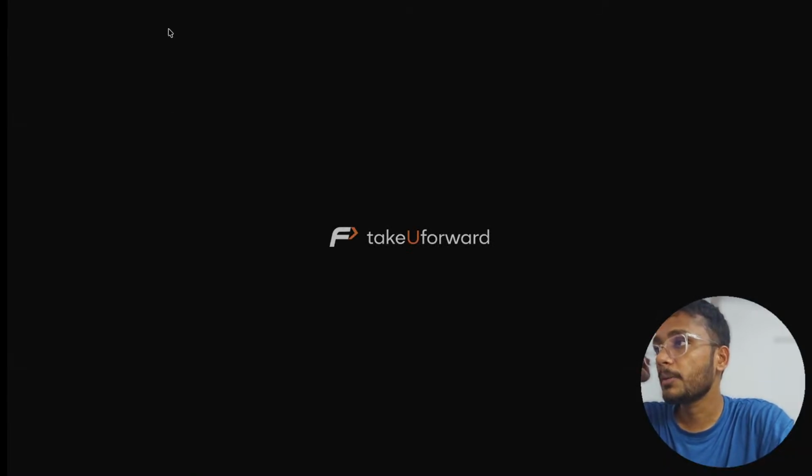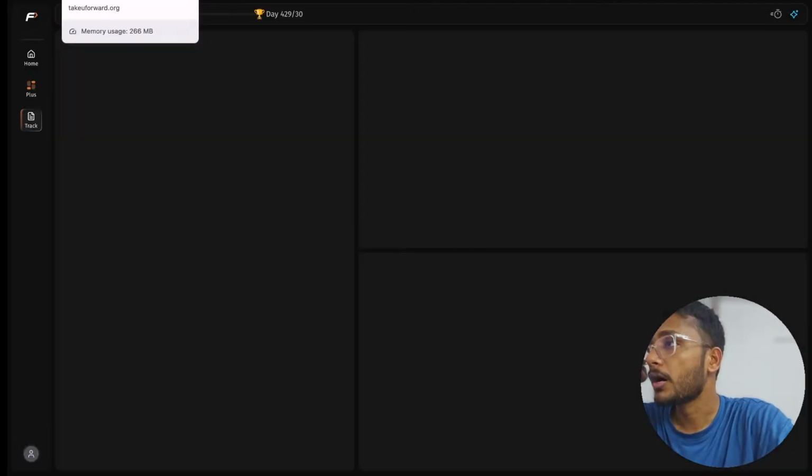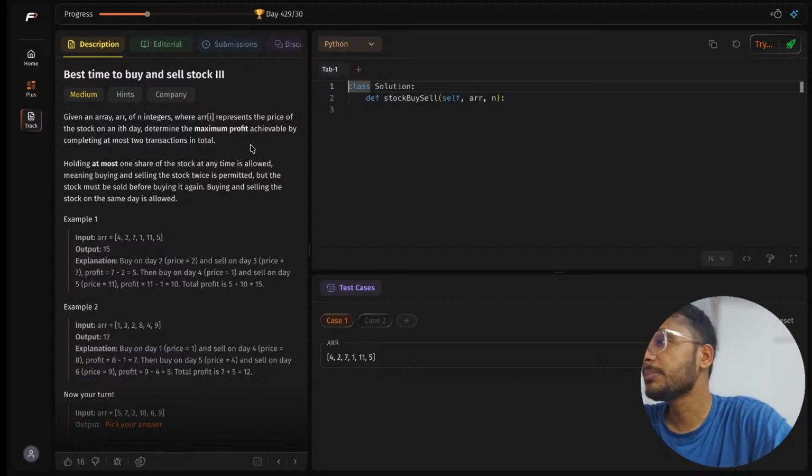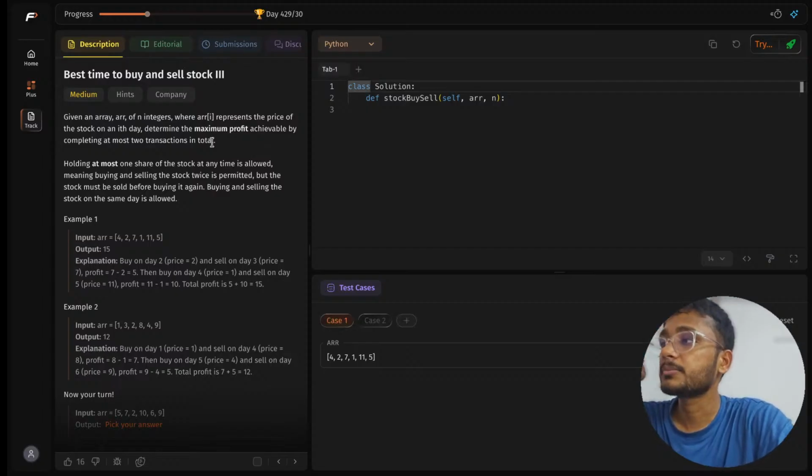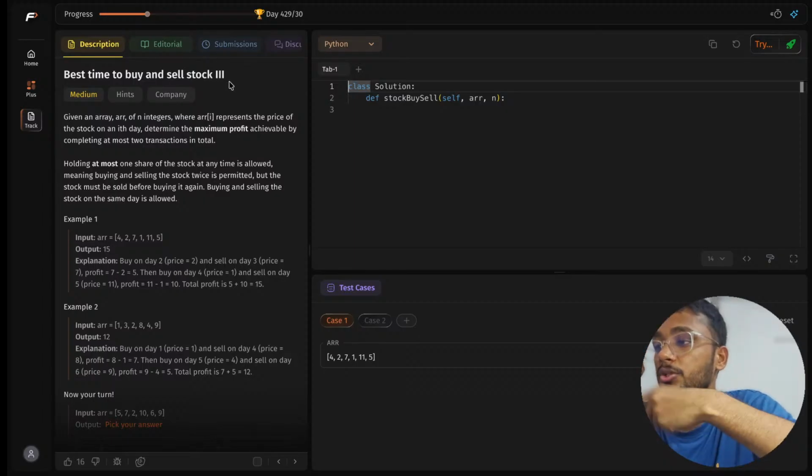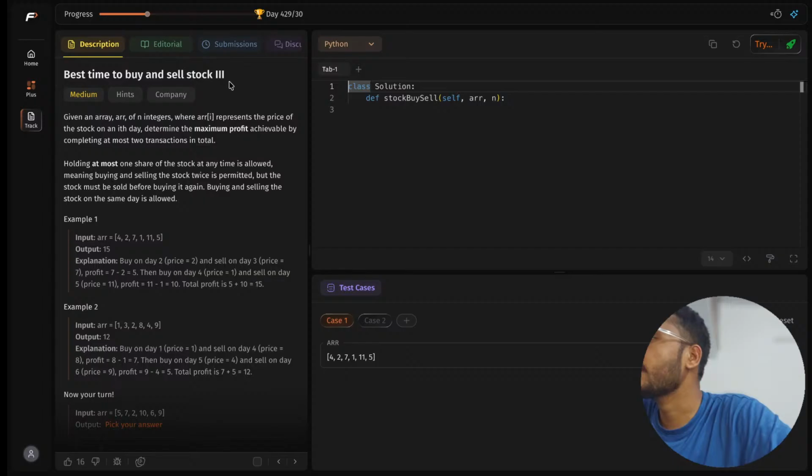So let's jump into the third version of it. DP on stocks, and it's Best Time to Buy and Sell Stock, version 3. Given an array of n integers where array[i] represents the price of the stock on the ith day, determine the maximum profit achievable by completing at most 2 transactions in total. So you can complete 2 transactions maximum.